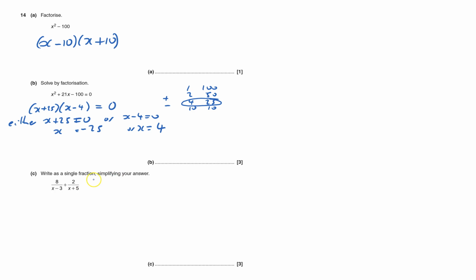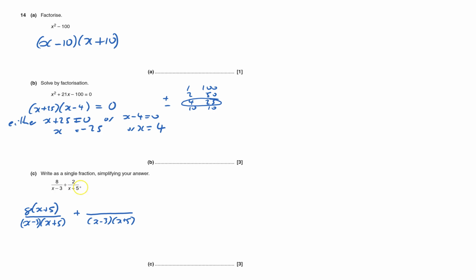And I've got to write as a single fraction, simplifying your answer. Well, I've got to have the common denominators, so I'm going to have to times the left-hand one. I've got x minus 3 at the moment, and I'm going to have to times that by x plus 5. And then the next one, I'm going to have the same, so I'm going to have x minus 3 times by x plus 5. And what do we get on top? If I'm timesing the bottom one by x plus 5, I need to times the top by x plus 5. So I get 8 lots of x plus 5 on top there.